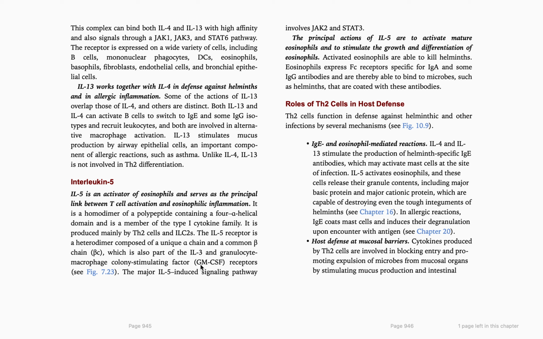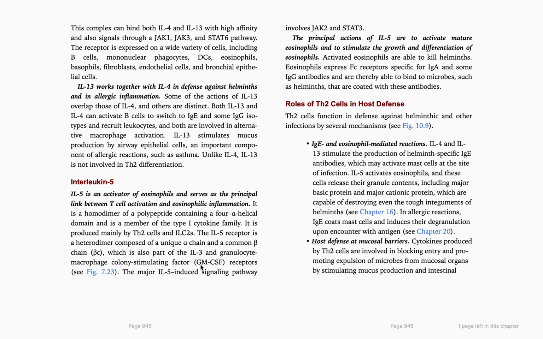Activated eosinophils are able to kill helminths. Eosinophils express Fc receptors specific for IgA and some IgG antibodies, and thereby are able to bind microbes such as helminths that are coated with these antibodies.